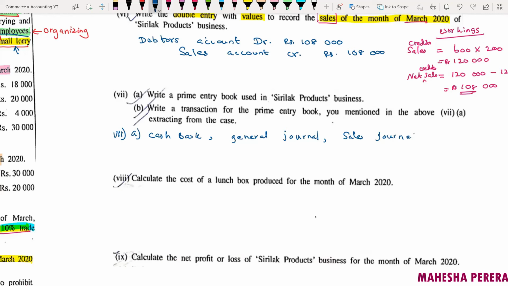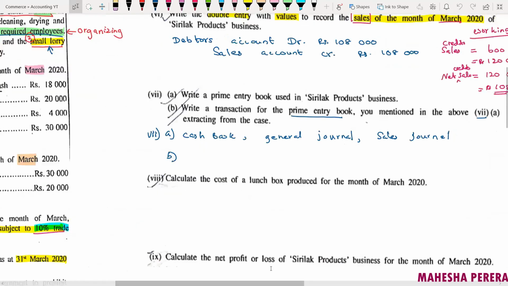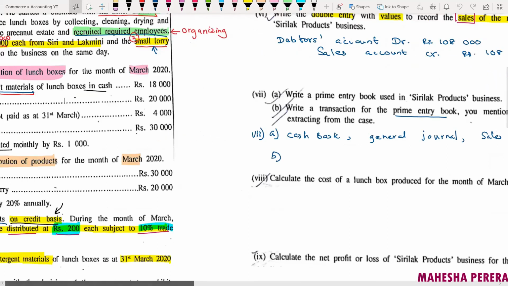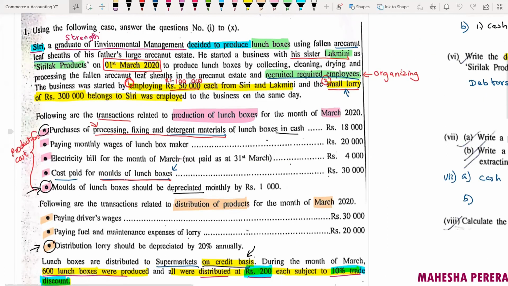Right, next question. Write a transaction for the prime entry book that you mentioned in Roman figure 7a. Now here you write only one book, so you can straight away write a transaction that you can record in that book. Let's say you wrote cash book. Then write just a cash transaction from the case. So let's say I wrote just cash book. Then I'm going to write one of the cash transactions.